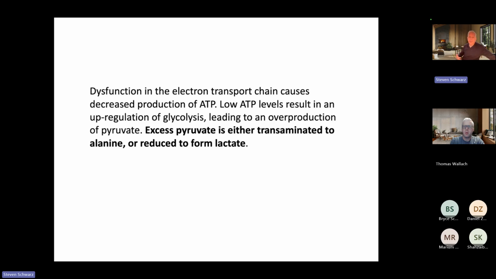When there's dysfunction in the respiratory or electron transport chain, we get a decreased production of ATP. If you have low energy produced from fatty acids, you upregulate anaerobic glycolysis, which leads to an overproduction of pyruvate. Pyruvate can be transaminated to alanine or reduced to form lactate. And so in most of these disorders, what you get is an elevation in serum lactate, as we showed in the last lecture. It's the same with these respiratory chain defects. We have an overproduction of pyruvate leading to an overproduction of lactate.